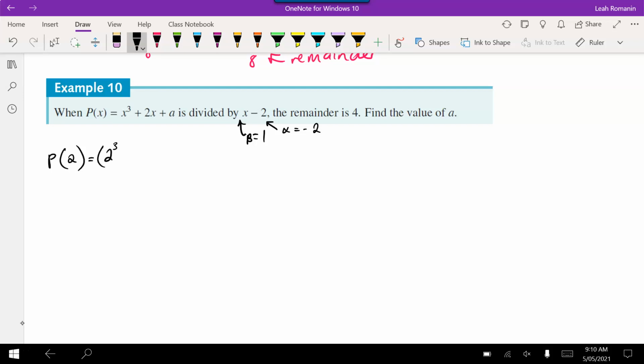So 2 cubed plus 2 times 2 plus a is going to be equal to 4. Solving that all now, I've got 8 plus 4 plus a is equal to 4. So 12 plus a equal to 4, so a is going to be equal to negative 8. For this particular one, we're making it equal to our remainder because we're using our theorem in a different way to solve for a. Questions so far?